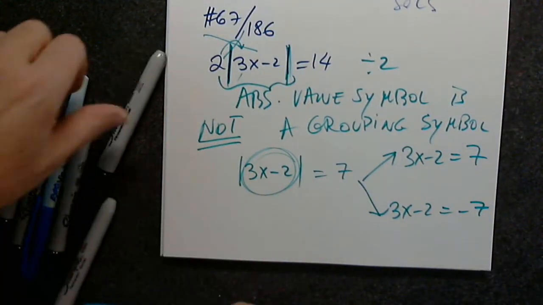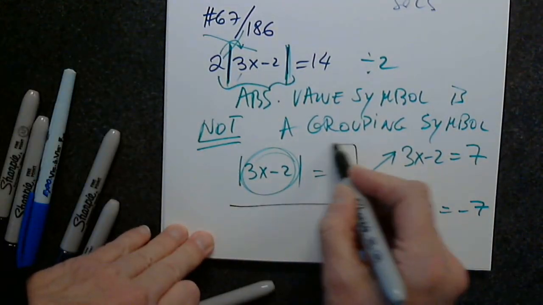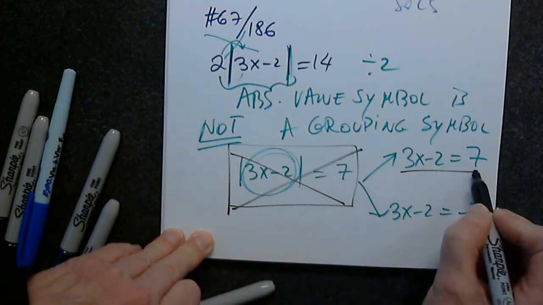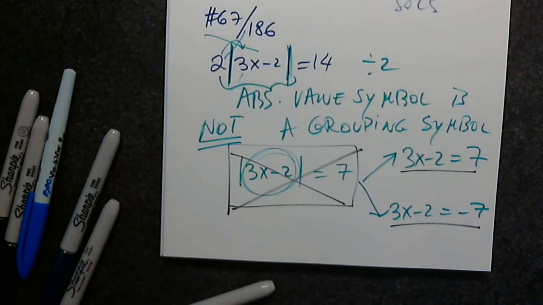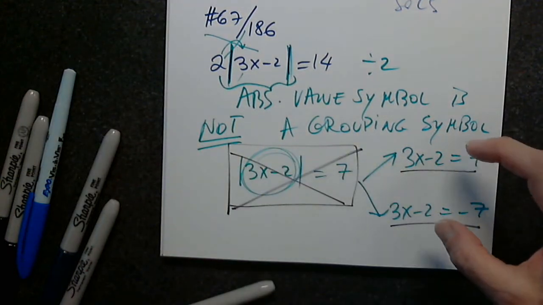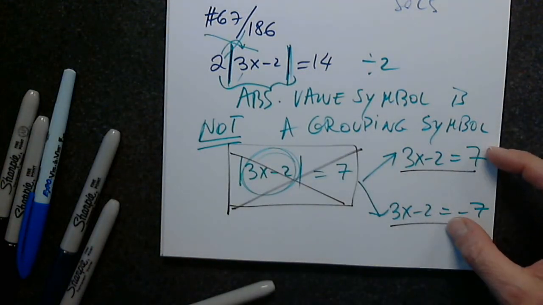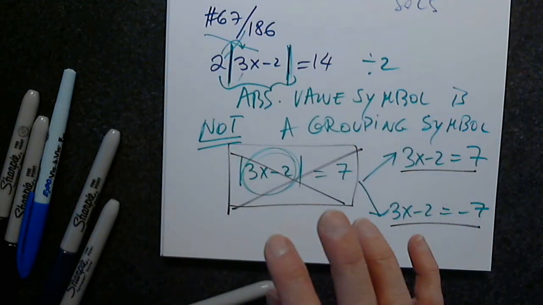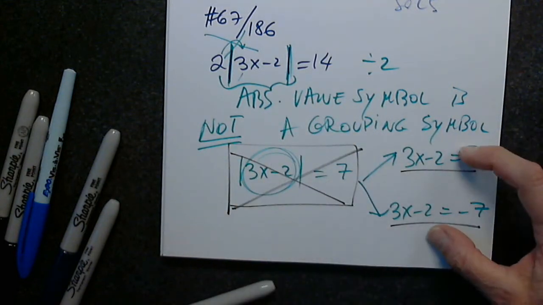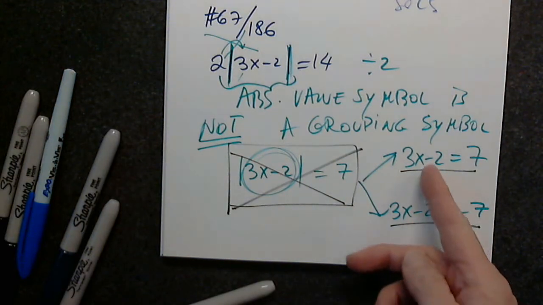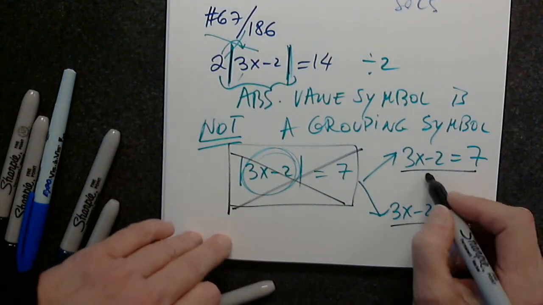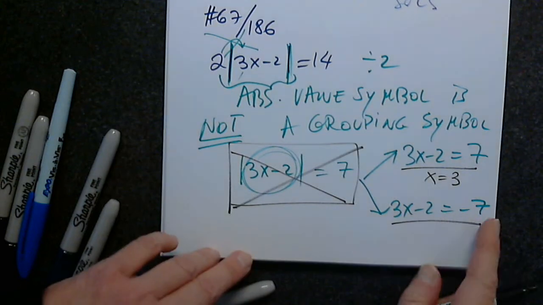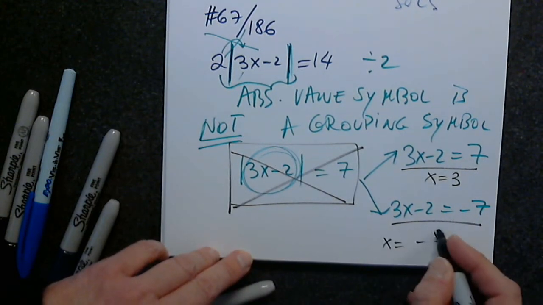If we don't remember how to change this equation into these 2 equations, we are not going to be able to solve. This equation changes into these 2 that we can solve. Otherwise, we cannot touch this. We cannot do anything to it. We have to remember to change it into these 2, and now we are ready to solve. I'm adding 2, dividing by 3.